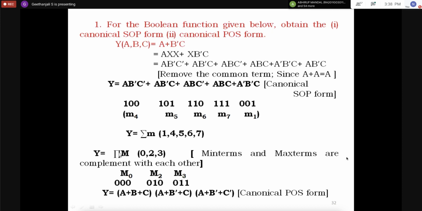This is max term. Capital letter M means max term. Min terms and max terms are complements of each other. So M0, M2, M3. Then canonical POS form, product of sums.